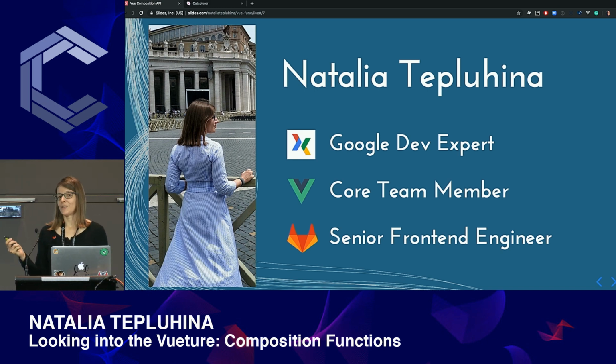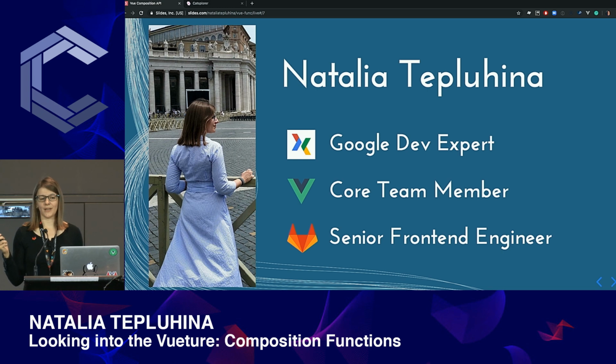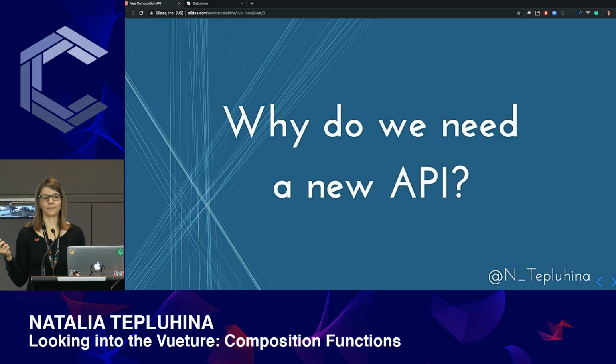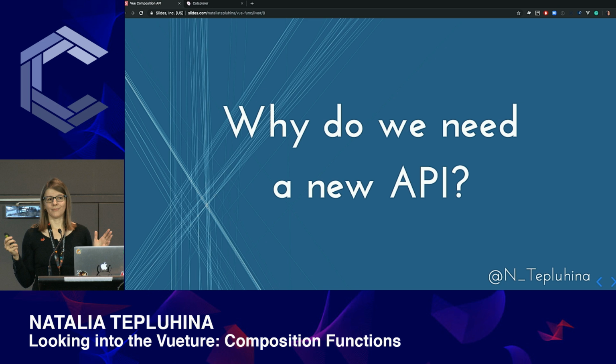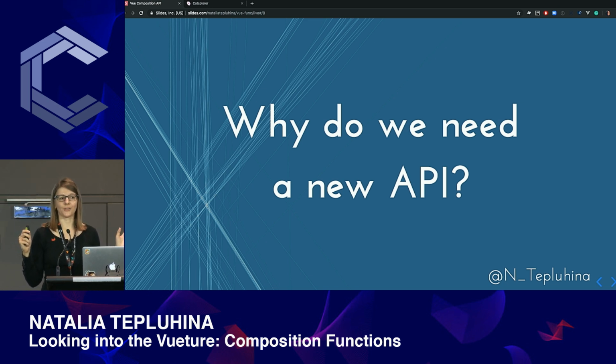So the first and the most logical question: new API, why do we need it? We said we want to deprecate some functions from the current API, and it created a huge pushback. So why do we need a new one? Maybe the old one works just as intended.